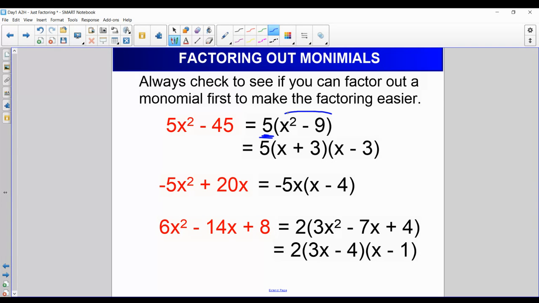Then it makes it obvious that we've got a difference of squares, which factors into a plus and minus of the 2 square roots. Here, when you factor out -5x, you're actually done factoring. Okay, in this one, when we factor out 2, it still leaves us with something that can be factored, and we go ahead and break that down.